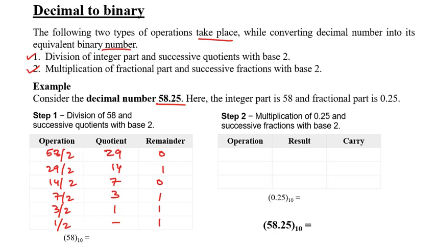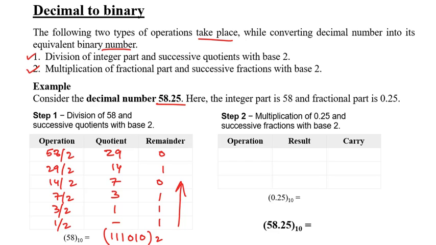As we collected all the remainders, the remainders should be written in reverse manner like this. So 58, the decimal number, has its equivalent binary 111010 of base 2.